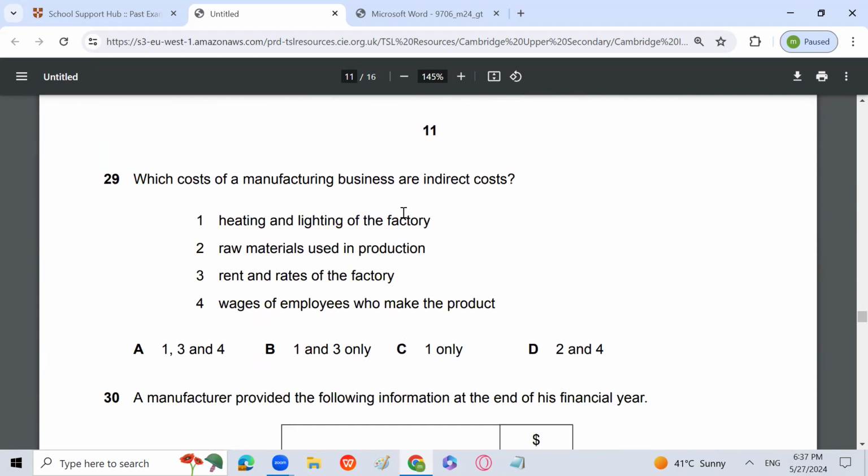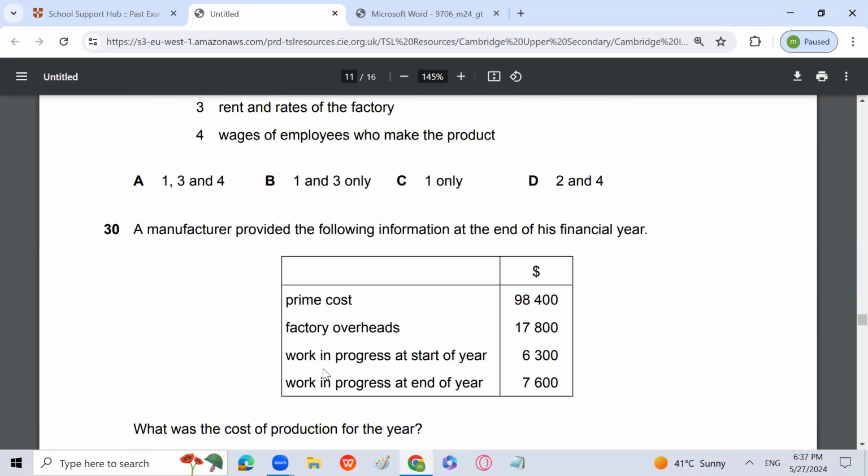Which cost of a manufacturing business are indirect cost? Heating and lighting of the factory, yes. Raw material, no. Rent and rates, yes. Wages of employees who make the product, no. 1 and 3 is going to be the factory overheads. So 1 and 3 factory overhead is the answer.